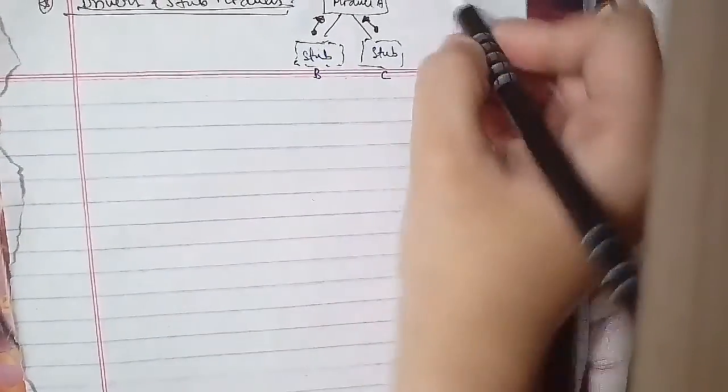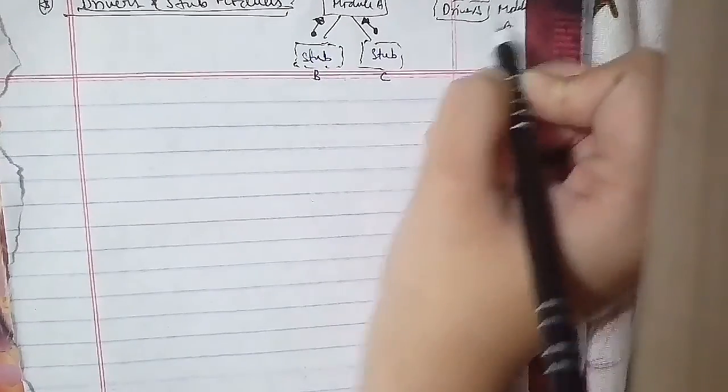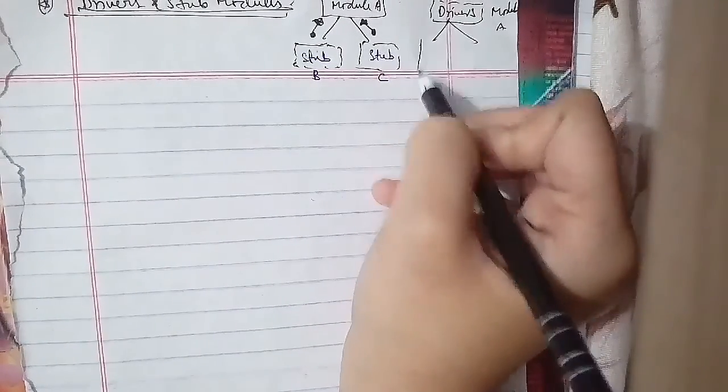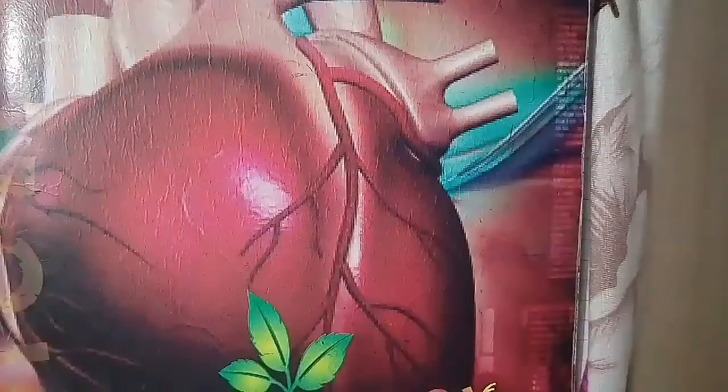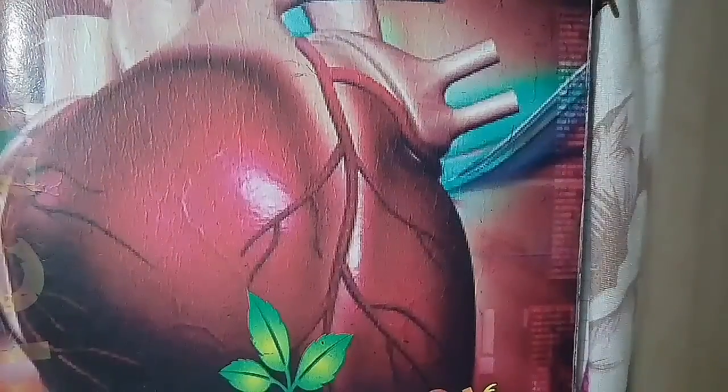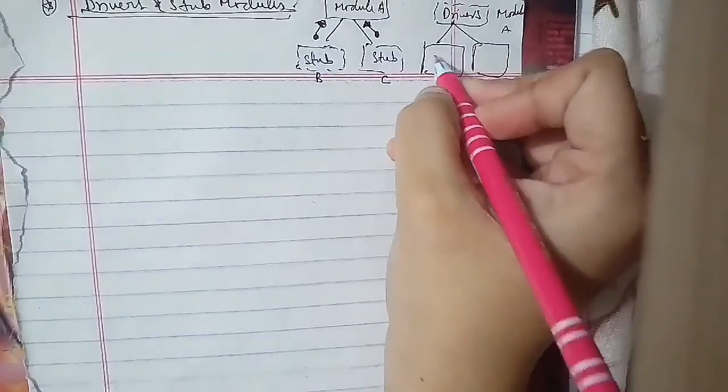This is your module A. This is being divided into two, which is module B and module C. This is drivers and stubs as well. So now we'll talk about the drivers and stubs modules.